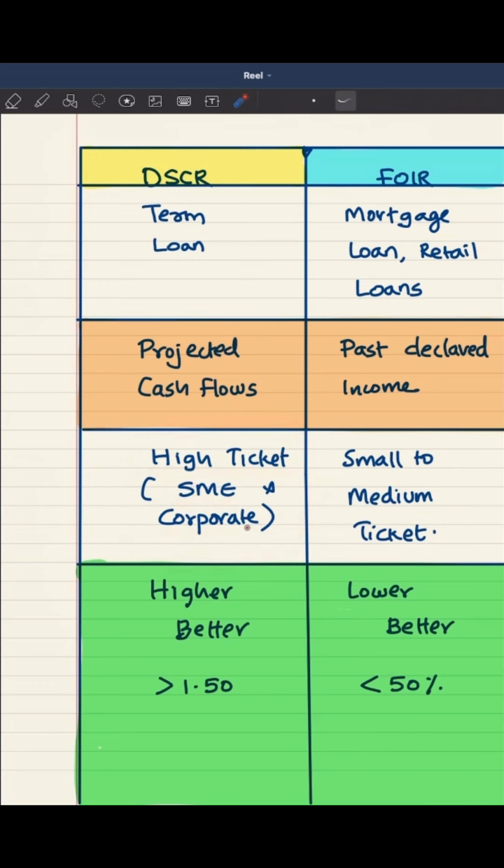Whereas FOIR, as I already said, is calculated on mortgage loan and retail loan products, so their size will be small to medium ticket. Number 4, the higher the DSCR ratio, the better it is considered. Most banks will insist on a minimum DSCR ratio of 1.50. Whereas for FOIR, the lower the ratio, the better it is. If the ratio is below 50%, bankers will be more comfortable. So that's about the difference between DSCR and FOIR.